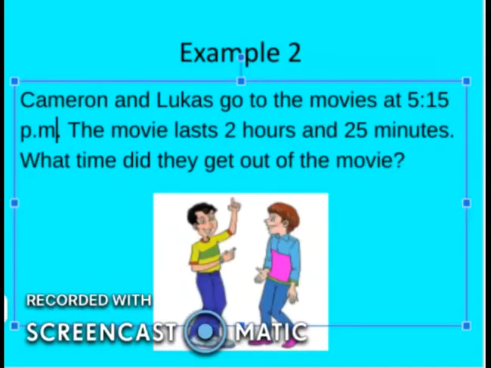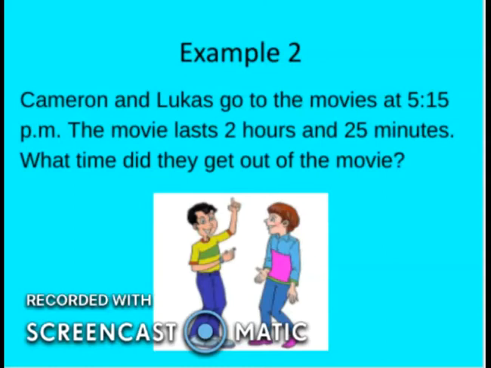So let's look at another example. In this example, we have Cameron and Lucas who are going to the movies. So Cameron and Lucas go to the movies at 5:15 p.m. The movie lasts for 2 hours and 25 minutes. What time did they get out of the movies?